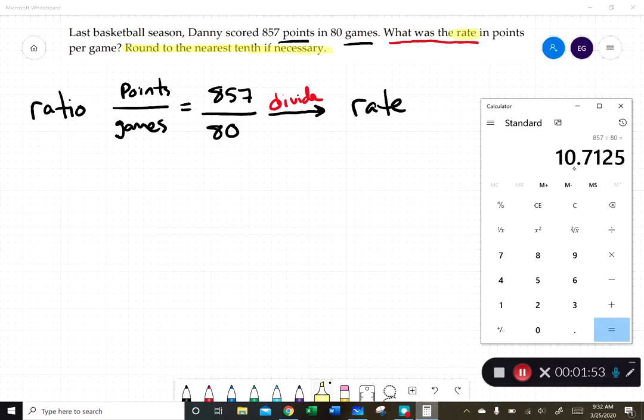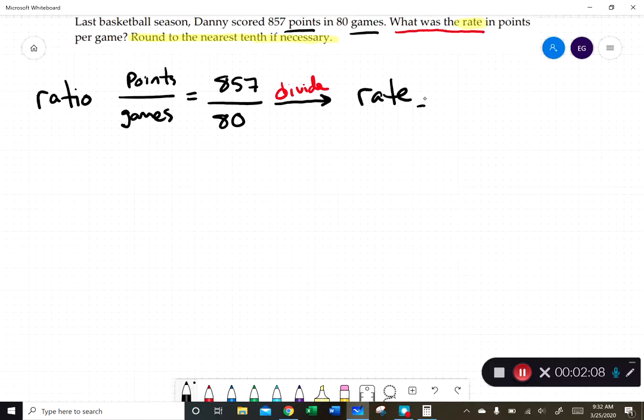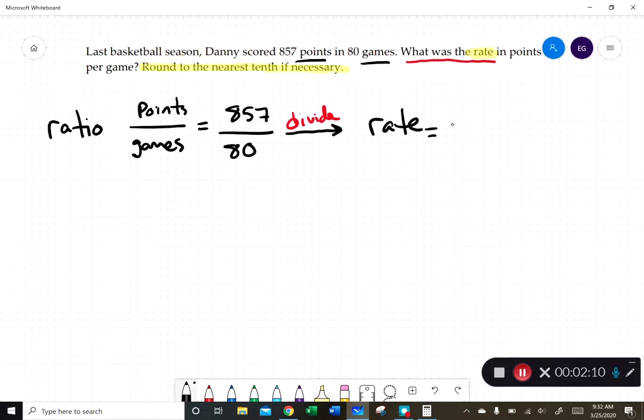So we have 10.7125. The tenth place is the 7. Since the next place is a 1, we don't round that up. So we'll say about 10.7 points per game. 10.7 points per game. And that will be our final answer.